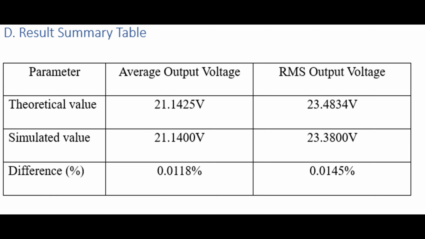And this is the summary table for the comparison result of theoretical value and simulated value. There is a slight difference between the theoretical value and the simulated value, because in the calculation we are using 4 decimal places, but the simulation result only shows 2 decimal places of the values.